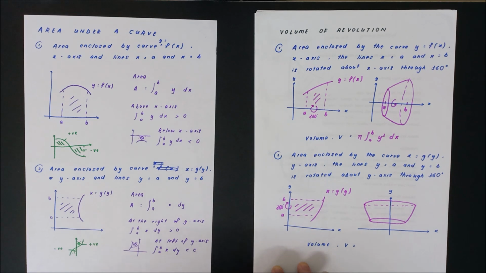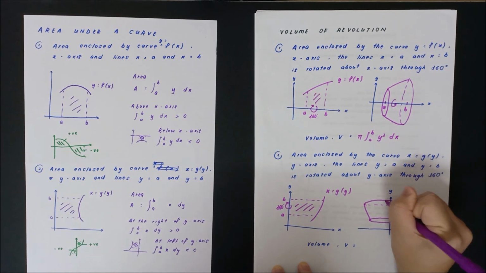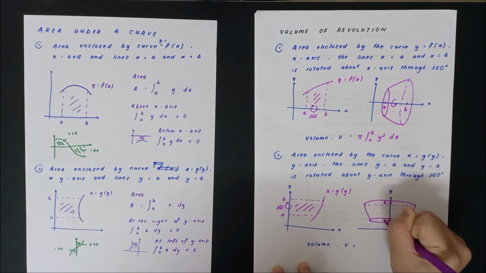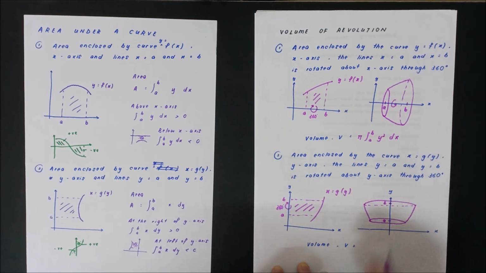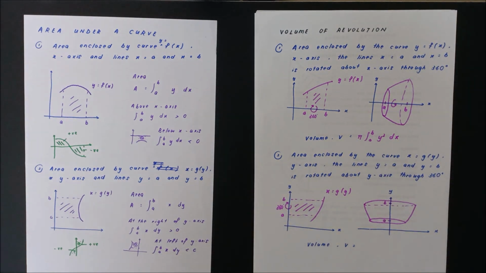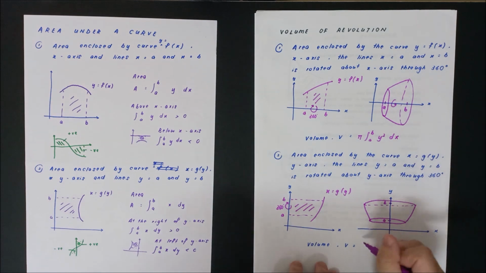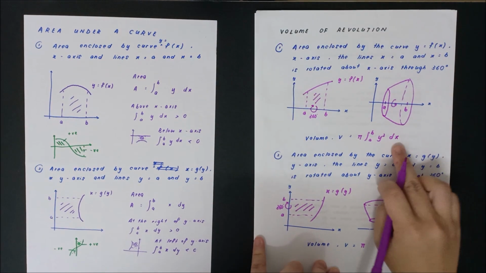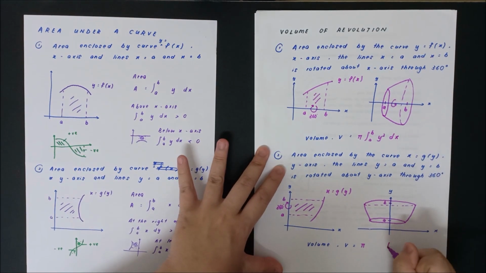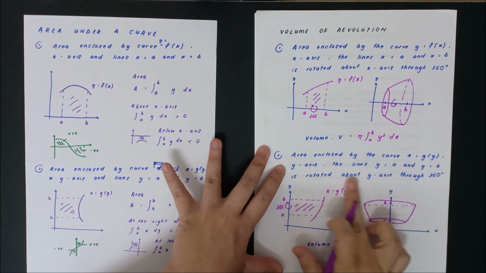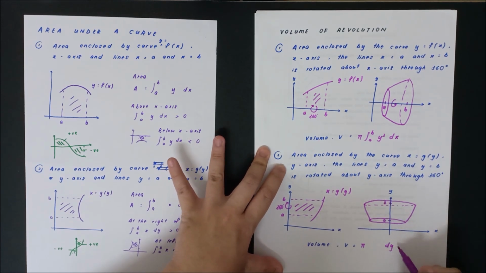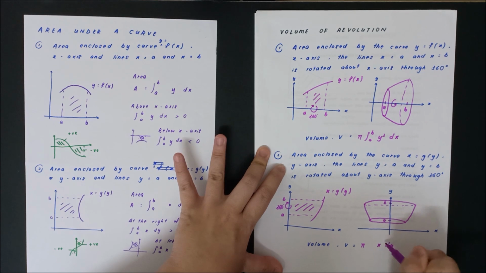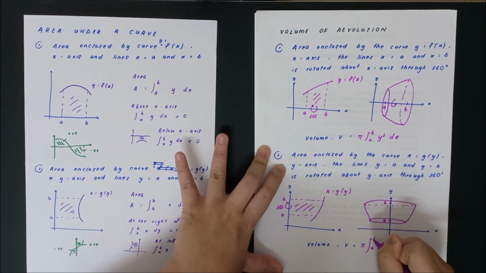Okay, then I'll be getting a shape like this, which this is my B and this is my A. So this will be my shape. So same thing, how are we going to write the formula? Then it will be the same thing. You have a pi, and then since this is dx, so this is going to be dy because it's rotated about y-axis. So when you write dy, then you will be putting x squared. So the same thing, your limit will be from A to B. So this is how we write.